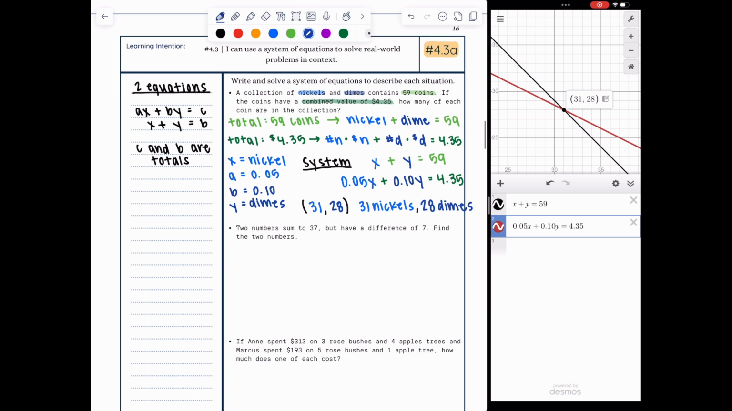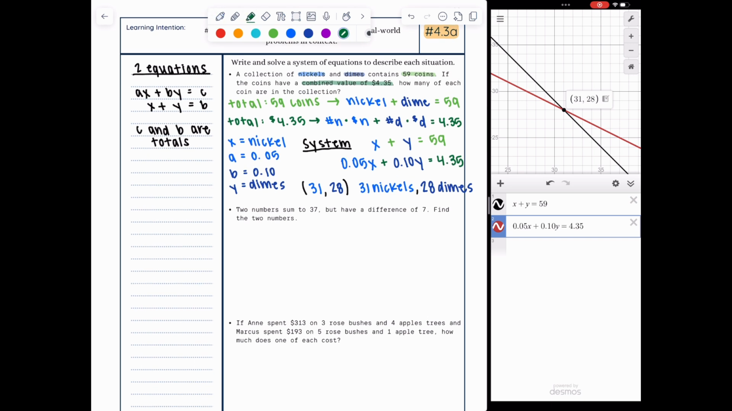31 and 28 do make 59, and then if you wanted to check your math, you could absolutely plug both of those numbers into the second equation and see if you end up with $4.35, because that's the whole point. You should. But this is the solution to this particular system of equations, and Desmos makes that way easier.